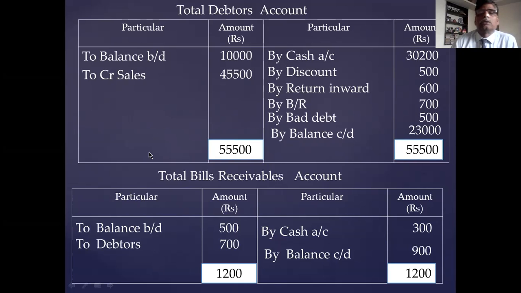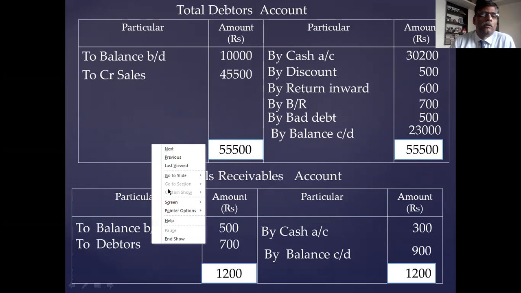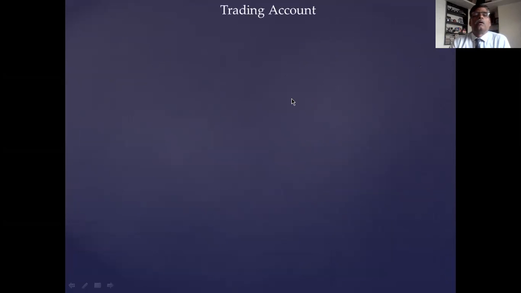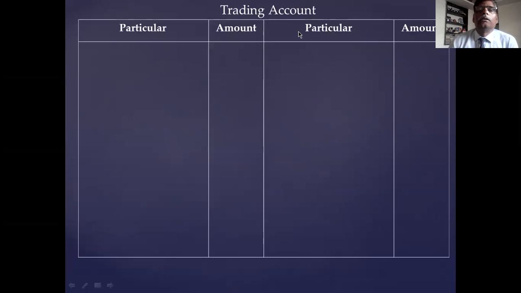Now I'll prepare the trading profit and loss account. First, I'll prepare the trading account because the items are more. Therefore, I'll prepare the trading account in one slide and the P&L account in a second slide. Okay, you see here. This is the trading account for the year ending 31st 12.